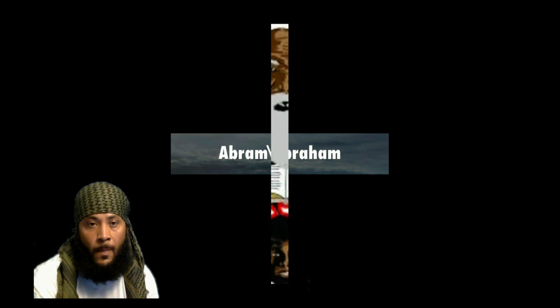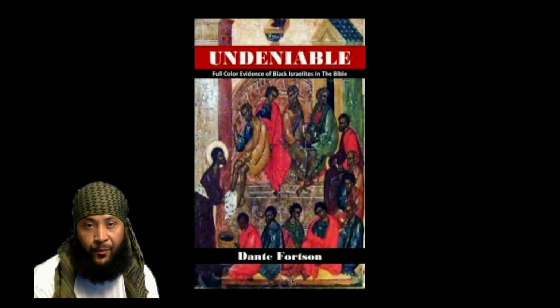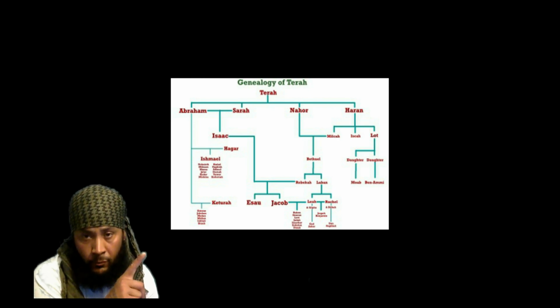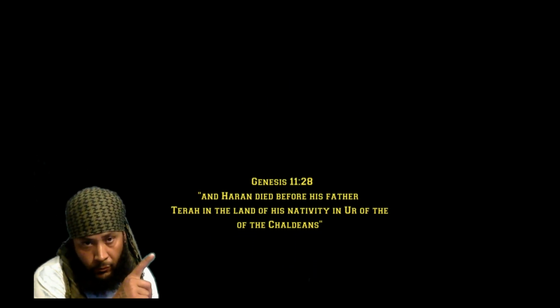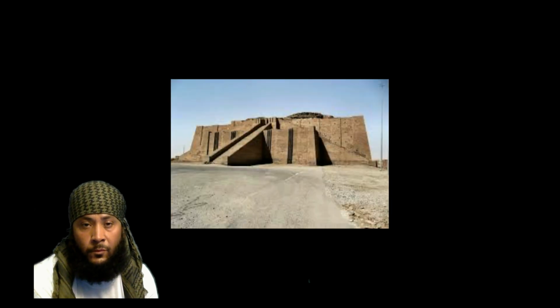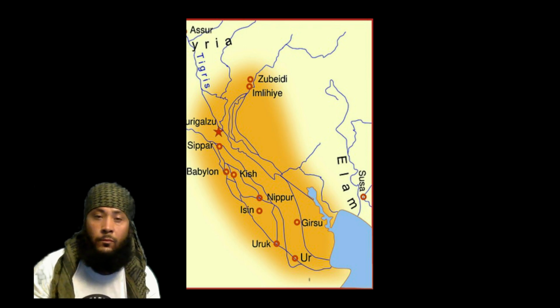Abram, whose name later is changed to Abraham, is the progenitor of the chosen people of God. And 2 verses later, the text makes clear of where Terah and his sons are from, stating, "And Haran died before his father Terah in the land of his nativity, in Ur of the Chaldeans." Now, Ur was once a very important city-state, found in ancient Mesopotamia, located at the mouth of the Euphrates.